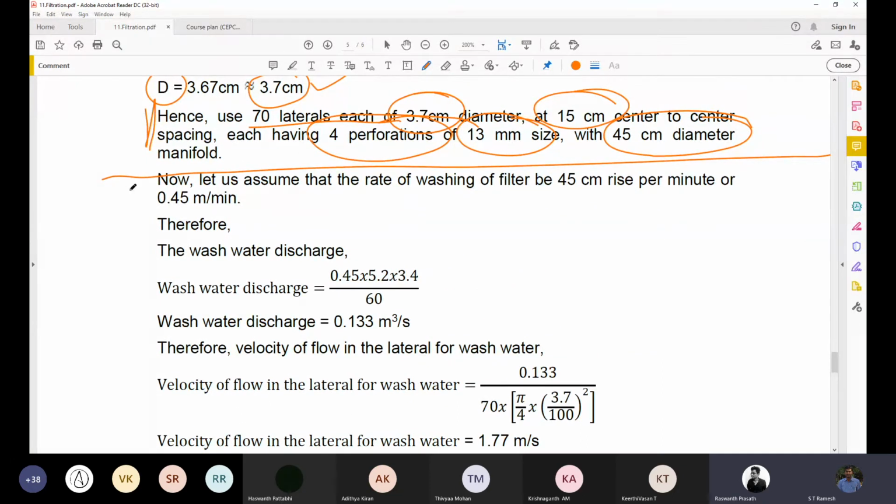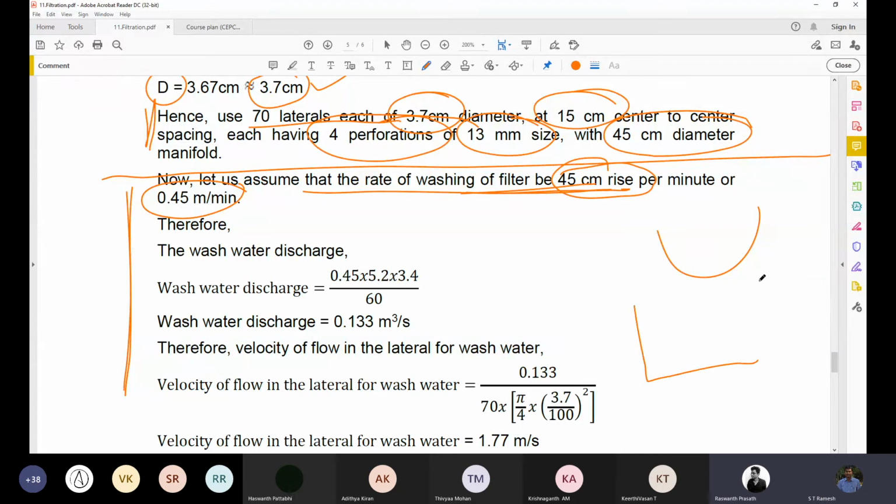The last one is your wash water flow. You can design a wash water trough at the top. Now assume the rate of washing of the filter is 0.45 meter or 45 centimeter rise per minute. Please make a note of this. Something important: you have a filter, and this is your wash water trough.